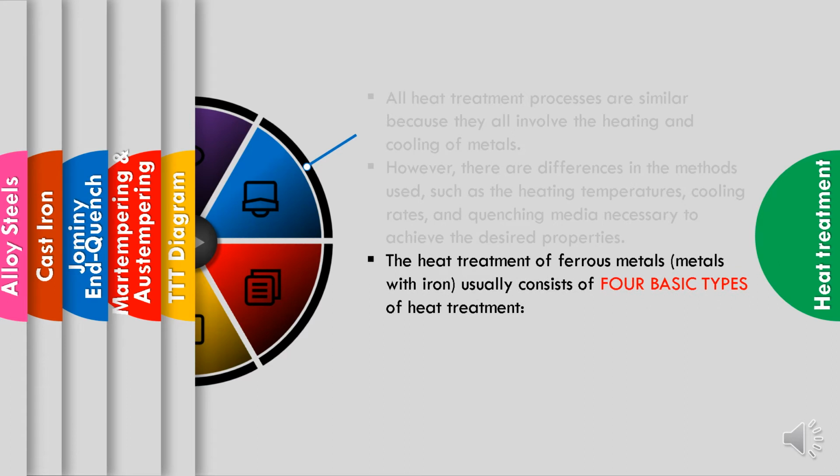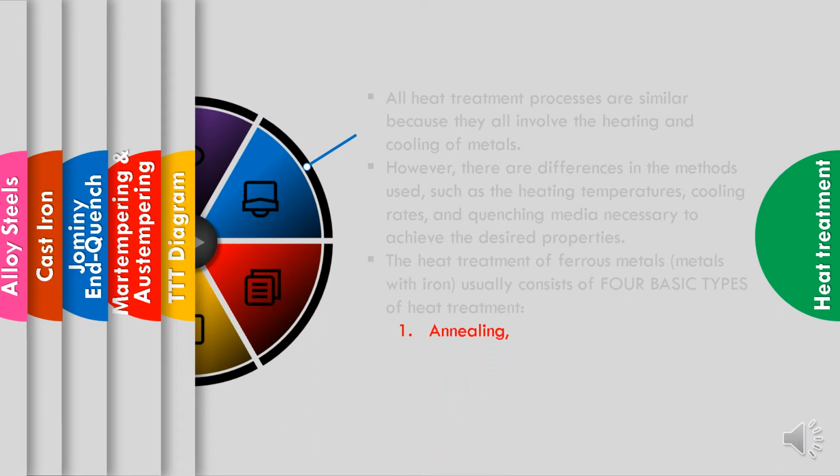The heat treatment of ferrous metal in this topic usually consists of four basic types of heat treatment. Number one is annealing, and then we have normalizing, quenching or hardening, and finally tempering. We have another two, which are martempering and austempering. These are the advanced or modified methods of tempering.